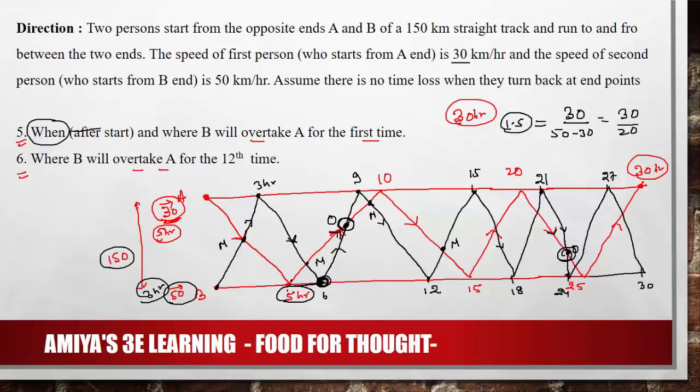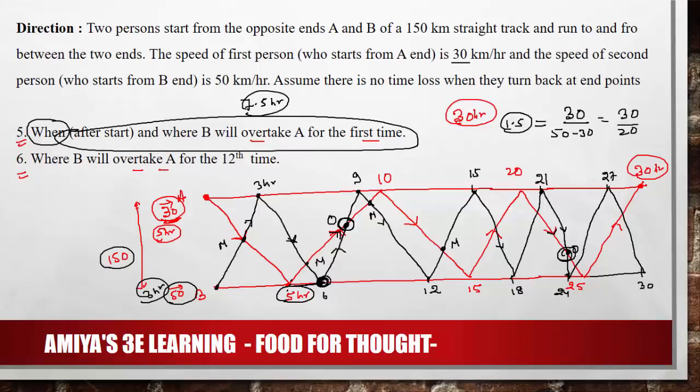So the first overtake would be after 7.5 hours. I hope this one is clear. So this GPS method would definitely help to solve the overtake problem. We can solve the other problems also, but that would be too much of the diagram problem.